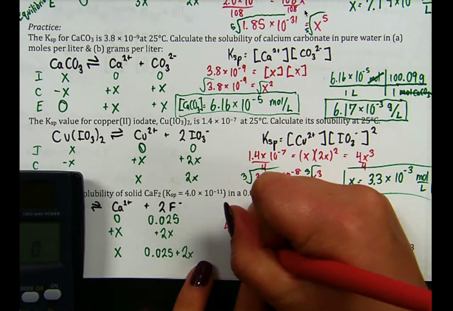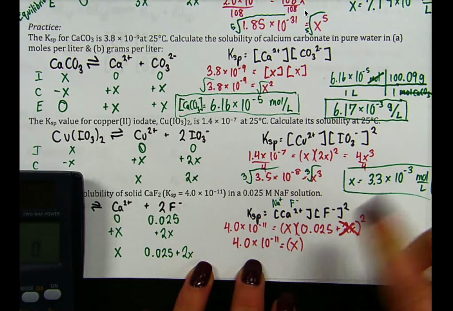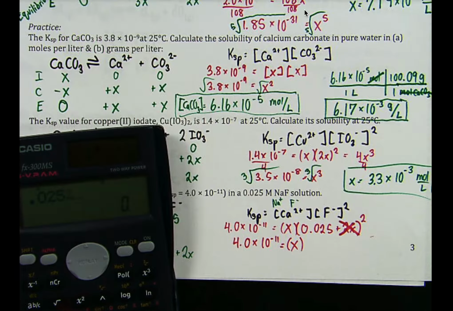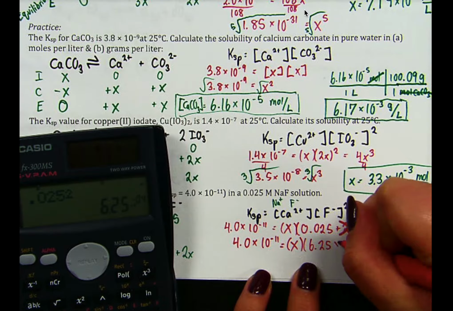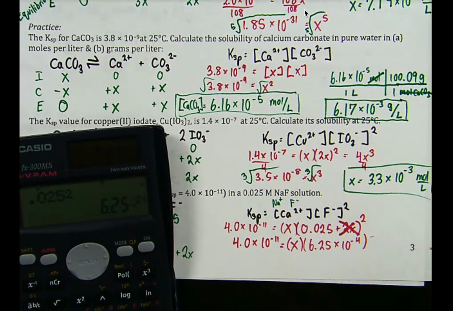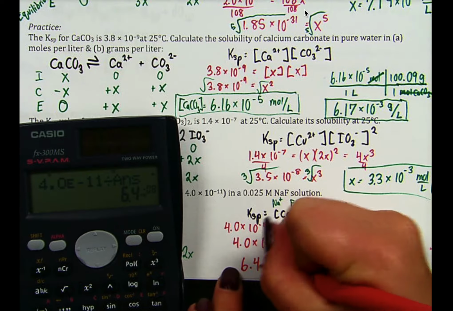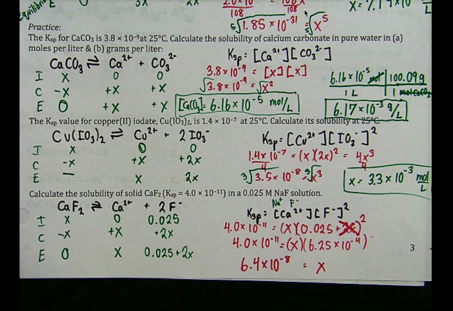So now we have 4.0 times 10 to the negative 11 equals x times 0.025 squared, which is 6.25 times 10 to the negative 4. We divide 4.0 times 10 to the negative 11 by that number. You can just put answer since it's already in my calculator. And we get 6.4 times 10 to the negative 8 equals x.